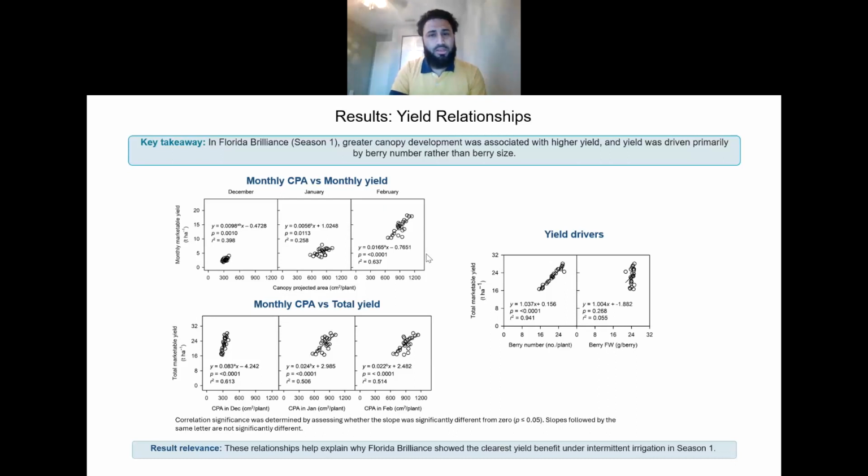And then the important thing to look at is this plot. If you look at the simple correlation of the yield with the canopy area, you see it is pretty significant. P is very much less than 0.001. So we had a significant relationship between the yield and canopy area, which means that as the canopy area is increasing, it is also increasing the yield.